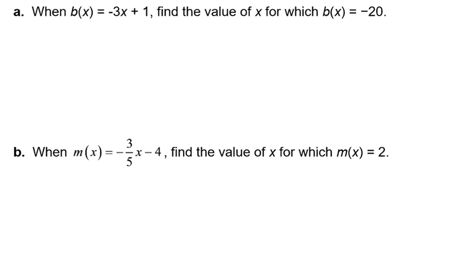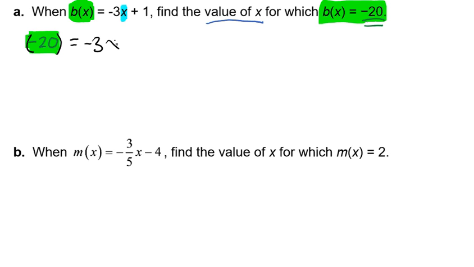So here, it's telling us that it wants us to solve for x. So we want to get the x by itself. And it's telling us that b of x equals negative 20. So we're going to go ahead and plug in a negative 20 into our b of x spot, equals negative 3x plus 1.